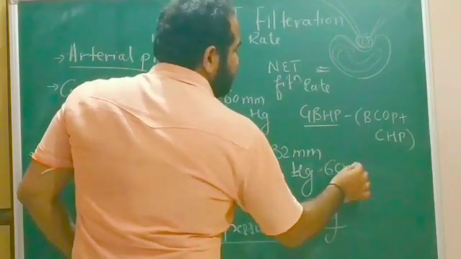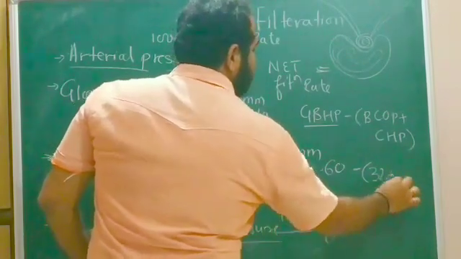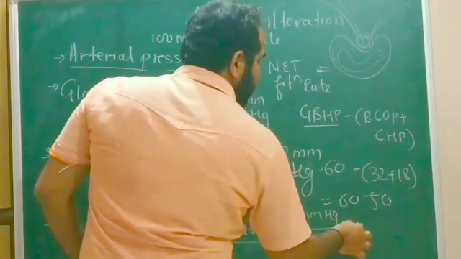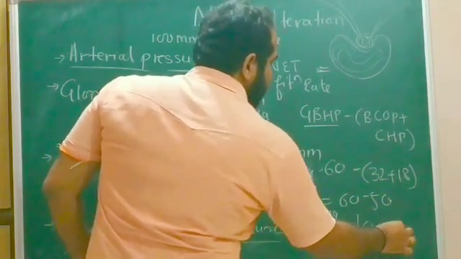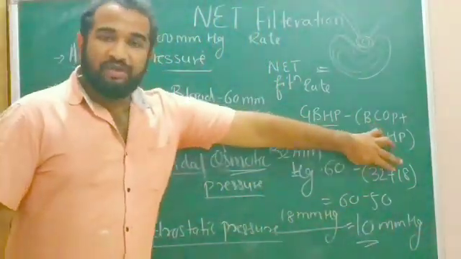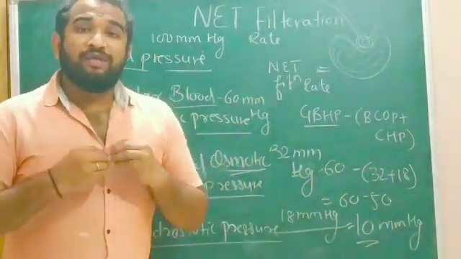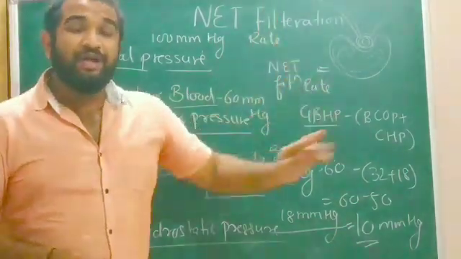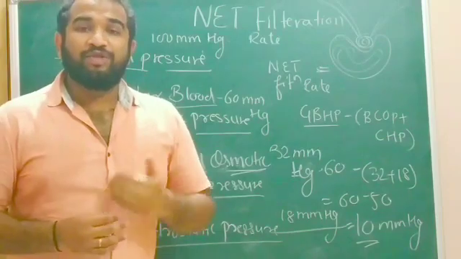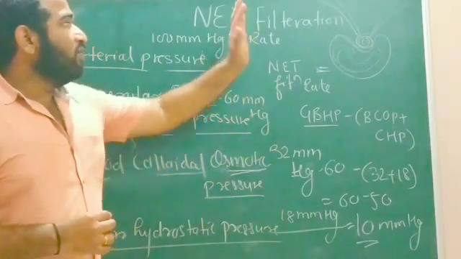GBHP is 60 mm Hg minus this is 32 plus 18, so it becomes 60 minus 50 is equal to 10 mm Hg. Okay, so 32 plus 18 is 50, and 60 minus 50 is equal to 10 mm Hg. Now this is the net filtration pressure by which the filtrate is going to form continuously. This formation of filtrate is the ultrafiltration process. So this is about the net filtration rate.